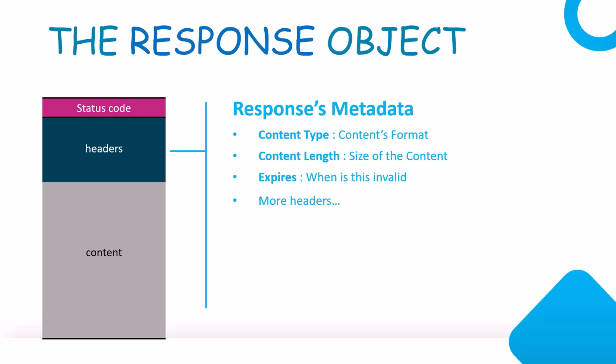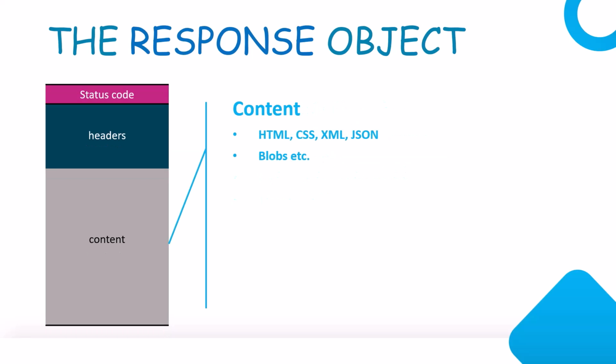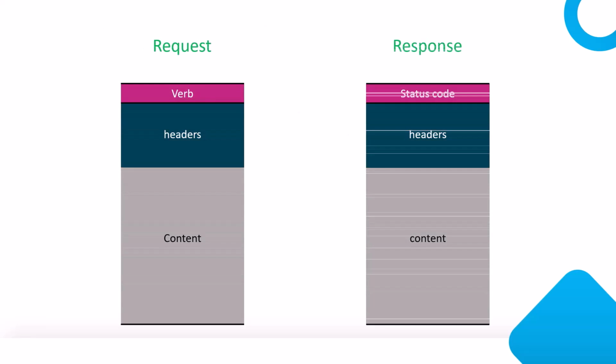Like what is the content type, what is the length of the response content, until when it will be valid, and so on. Also similar to the request object, we have content in the response object as well, and that might contain JSON result, it might contain blobs, HTML, whatever the response server has to send, that will be in content.